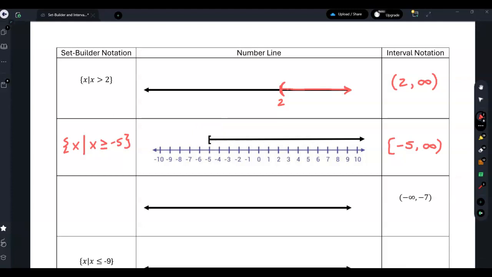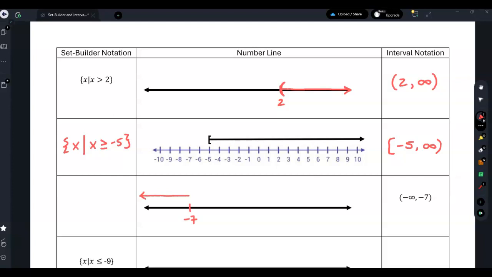So let's go to the next one. This one, they give us the interval notation. They're saying it's the interval that, air quote, starts at -infinity and goes to -7, right? And so we would say someplace on here, I'm going to put -7. And this is going from, left to right, -infinity to -7. So that means that the arrow is going all the way to the left forever and then to -7.